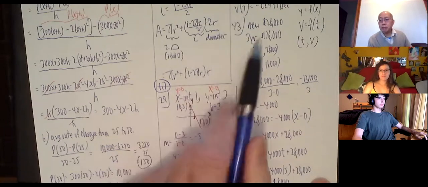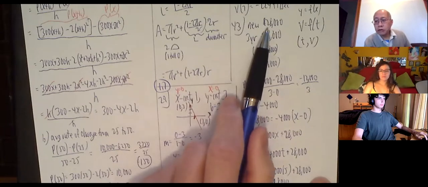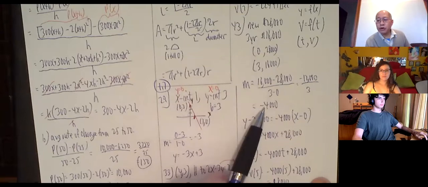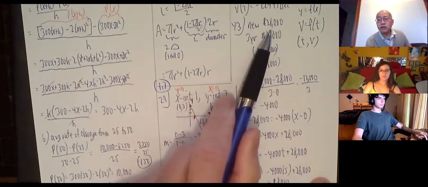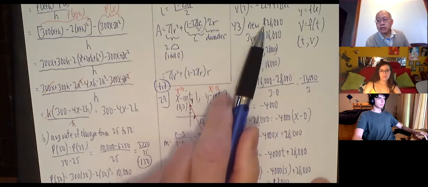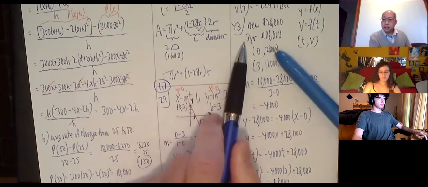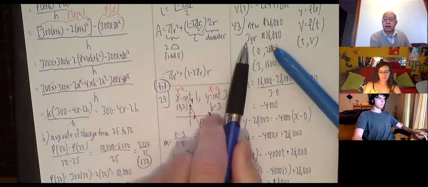And that makes sense. Let's see. So 28,000 new, right? So if it goes down by 4,000, after 1 year, that'll be 24,000, right? After another year, it'd be 20,000. And then after the third year, 16,000. So yes, it does seem to match.